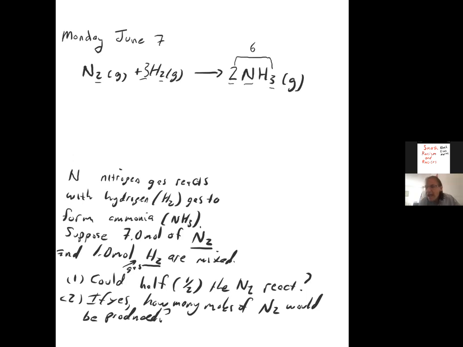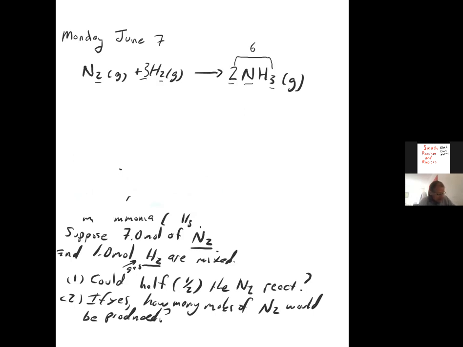So now, could half of the nitrogen react? So here's what you do. Okay, I'm going to erase this over here. I'm going to write down the numbers that they gave us. I think that's a good way to do it. Just write down 7 moles so that you have it right next to the equation. And 1 mole, it said, right? 1 mole. Okay. Now I can erase this.